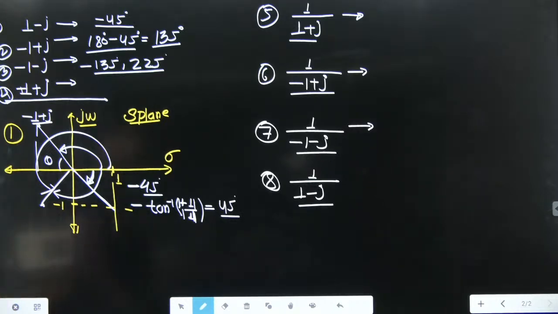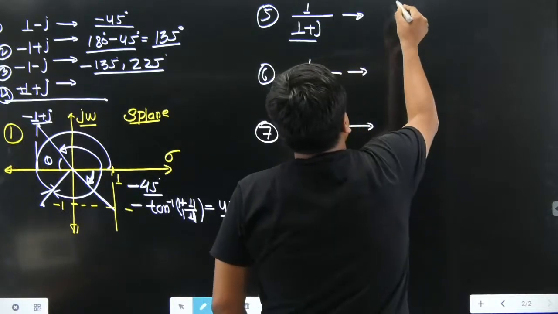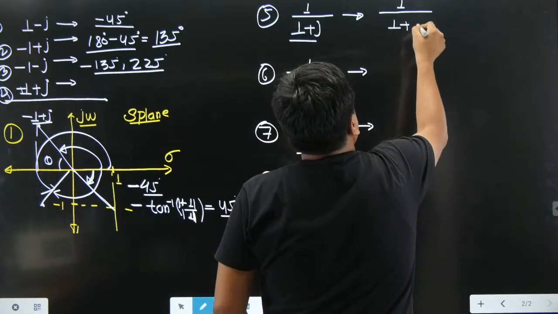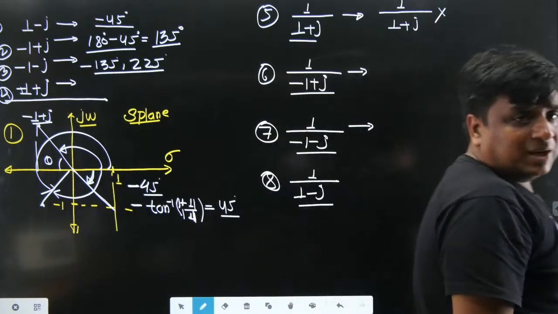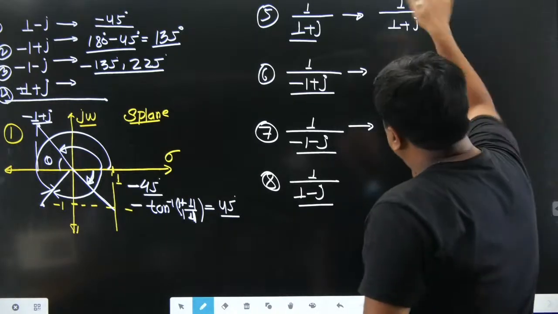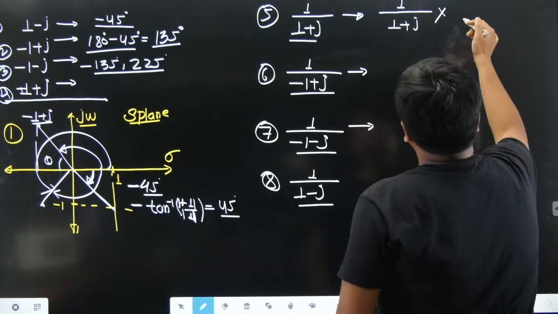See, the answers have started coming. As per the poll, the answer is minus 45, minus 135, 135, 45. Do one thing, you have to have the basic understanding of the method of factorization. How would the factorization be done? You have to multiply numerator and denominator with the complex conjugate of the denominator. I repeat, you have to multiply with the complex conjugate of the denominator.